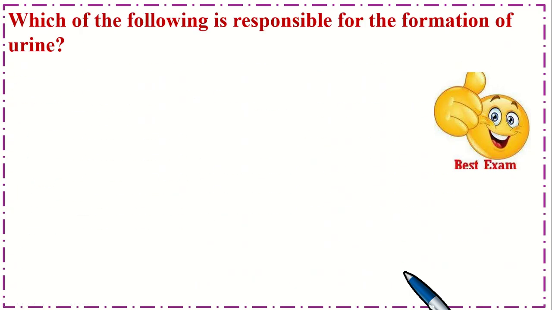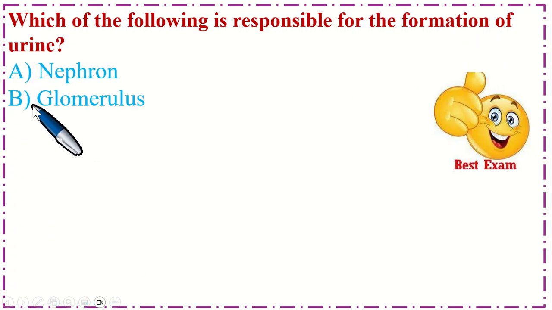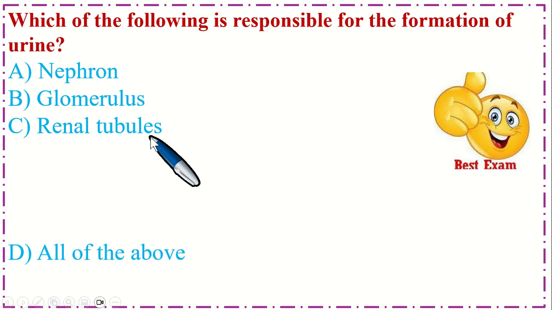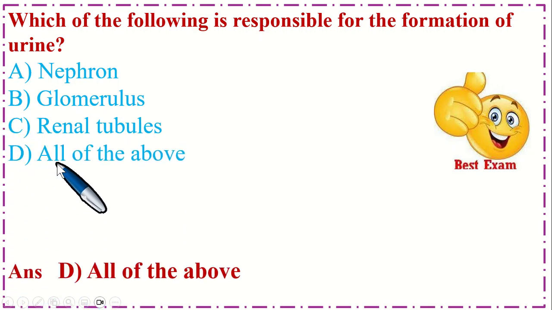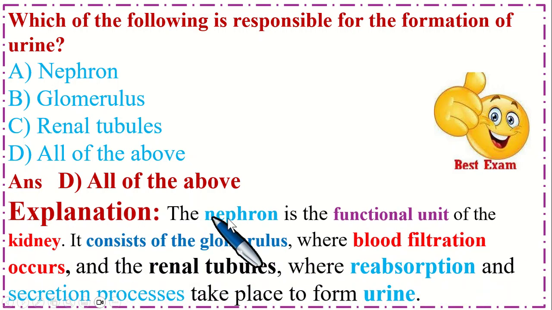So this is very important MCQs. Which of the following is responsible for the formation of urine? Option A nephron, B glomerulus, C renal tubule, and option D all of the above. So the correct option is D, all of the above. The nephron is the functional unit of the kidney. It consists of the glomerulus, where blood filtration occurs, and the renal tubules, where reabsorption and secretion process take place to form urine.